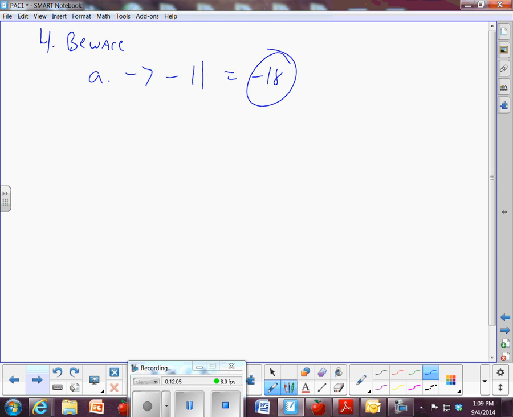Right? That's it. Count out how many of them there are. Piece of cake. That's a little different problem. That's not a positive and a negative, it's two negatives. So beware of that kind of a situation.